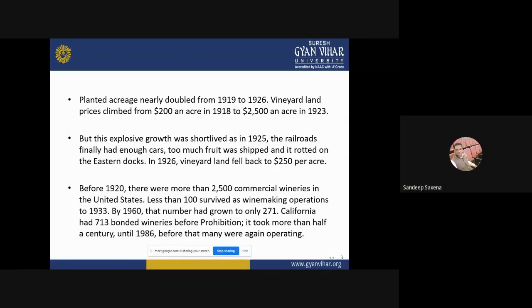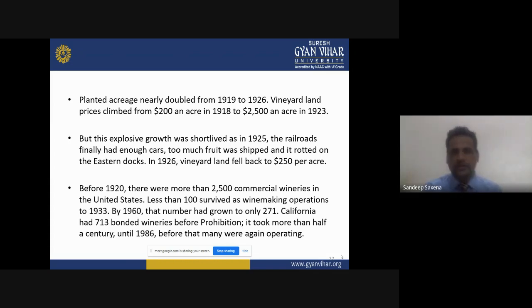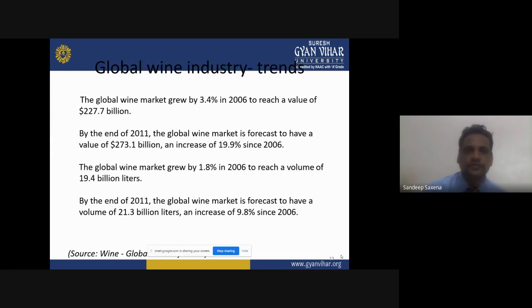Before Prohibition there were more than 2,500 commercial wineries in the United States. Less than 100 survived as winemaking operations by 1933. By 1960, the number had grown to only 271. California had 713 wineries before Prohibition. It took more than half a century, until 1986, before that many were again operating.